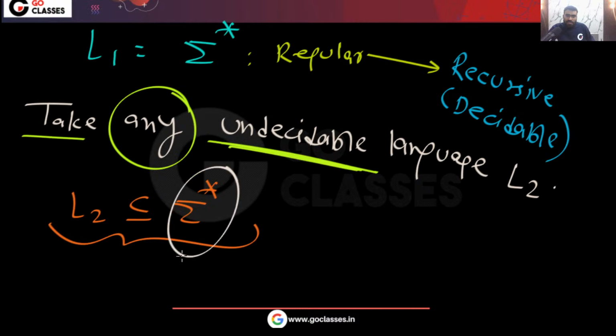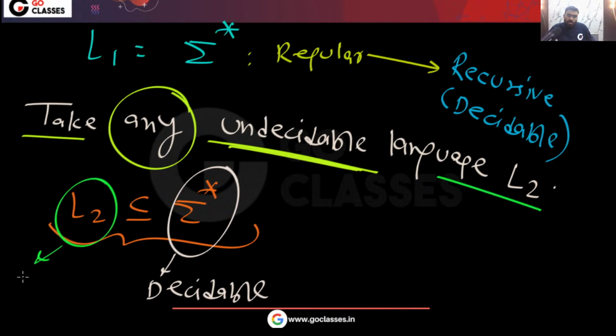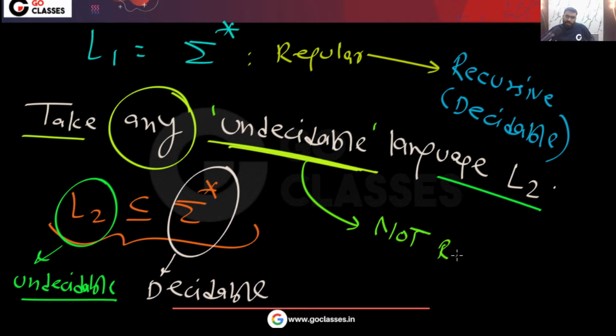You can see sigma star is decidable, but you have already taken L2 as undecidable. Yes or no? Is this point clear to everyone? Let me know. You can see sigma star is regular. Now take any undecidable language. Feel free to take any one. Undecidable means not recursive. Not recursive means undecidable. So take any not recursive language L2.